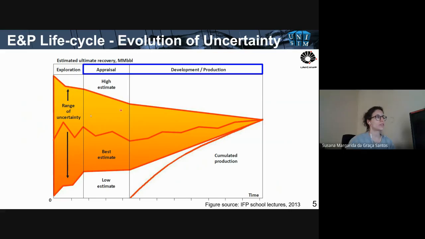This is actually just an illustrative figure, and it does not need to be linear. At some point, we can understand that the reservoir, for example, is much more complex than we thought before. So we can have an enlargement of the range of uncertainty. So this is just an example. But the idea I wanted to give you is that the amount of uncertainty will vary as time goes by, okay? And only in the end, I will be absolutely sure of how much I have produced, okay?